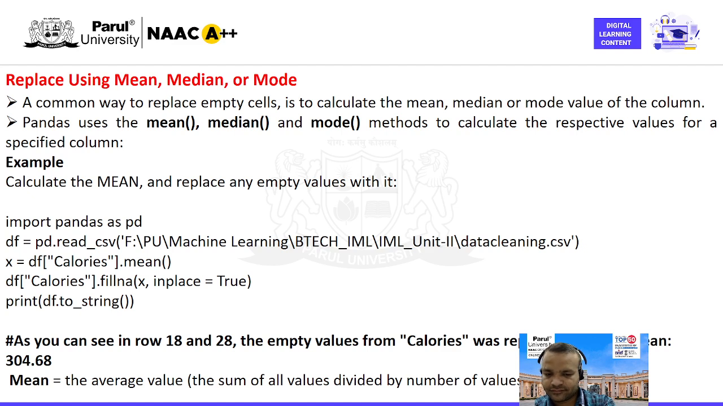304.68. So if we want to replace the empty cells in calories with the mean value, in rows 18 and 28 we replace the empty cells with 304.68, which is the mean value of that particular column, calories. That's it.